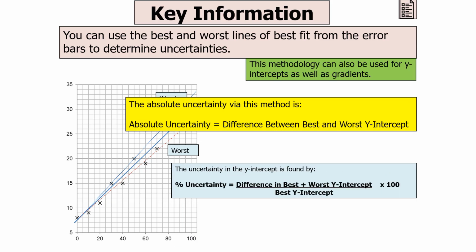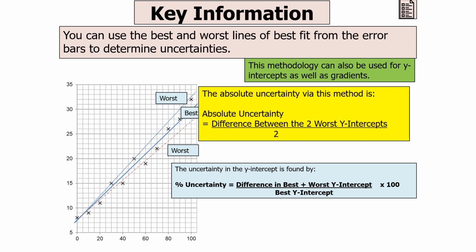Now, the absolute uncertainty can also be derived via the y-intercept, because it can be found with the y-intercepts as well as the gradients. So we can say our absolute uncertainty is the difference between the best and the worst y-intercepts of the two lines, or the difference between the two y-intercepts, the steepest and the shallowest lines, divided by 2. Or we could work out the percentage uncertainty as the difference between the best and the worst y-intercept divided by the best y-intercept times 100.